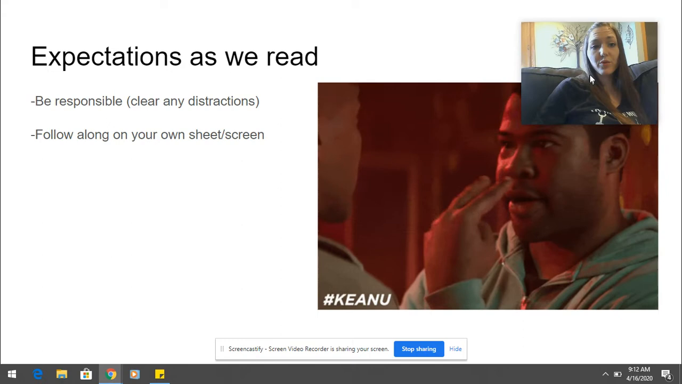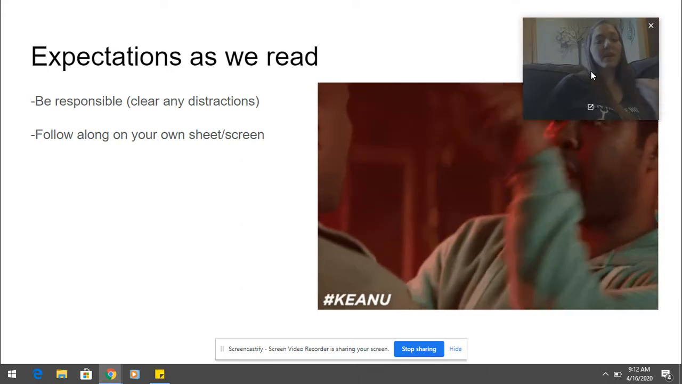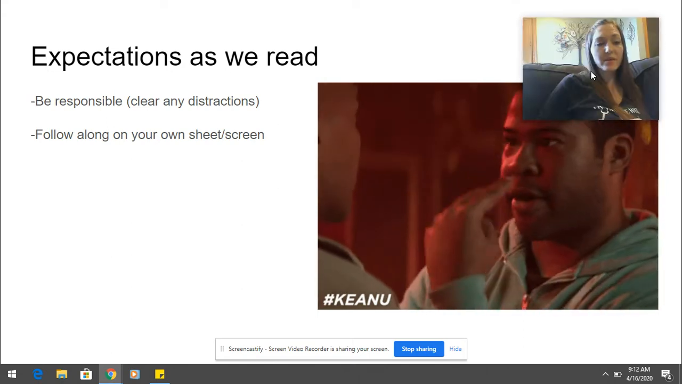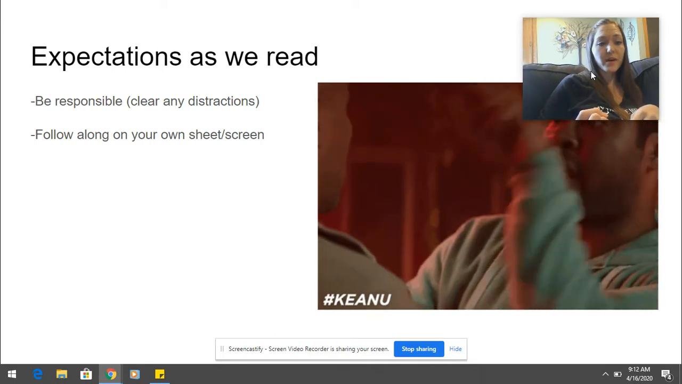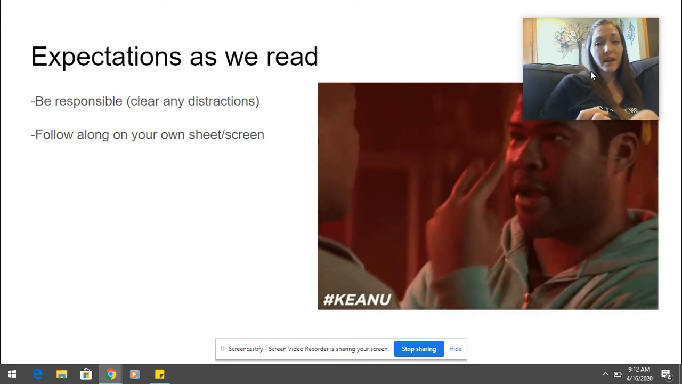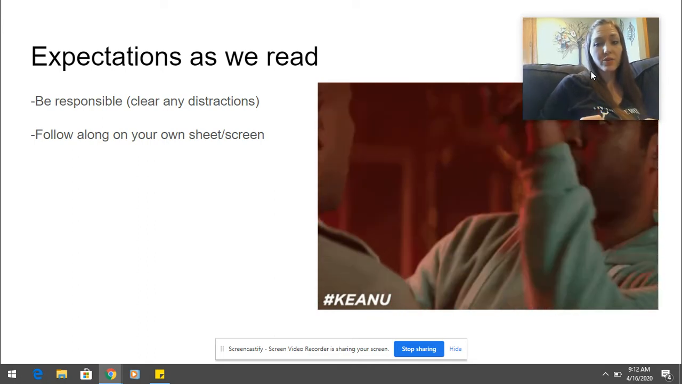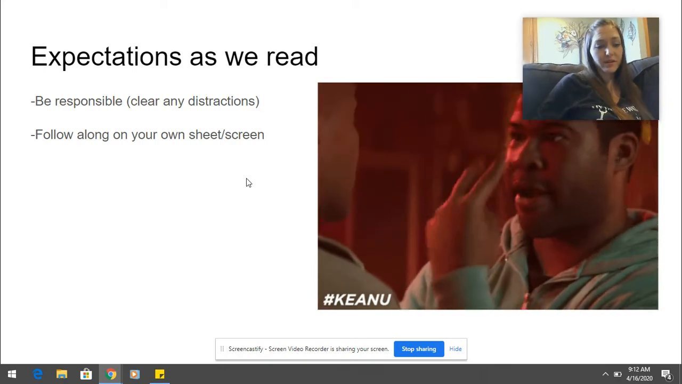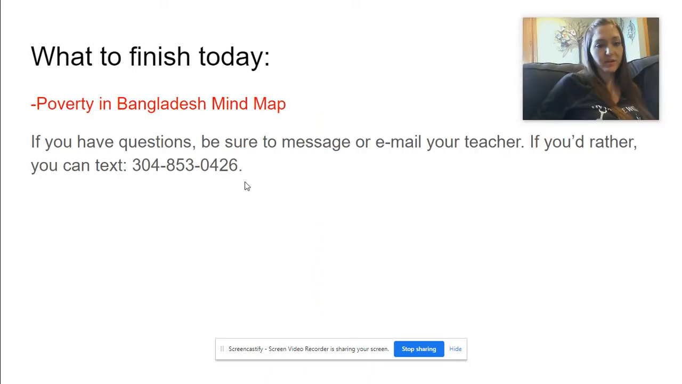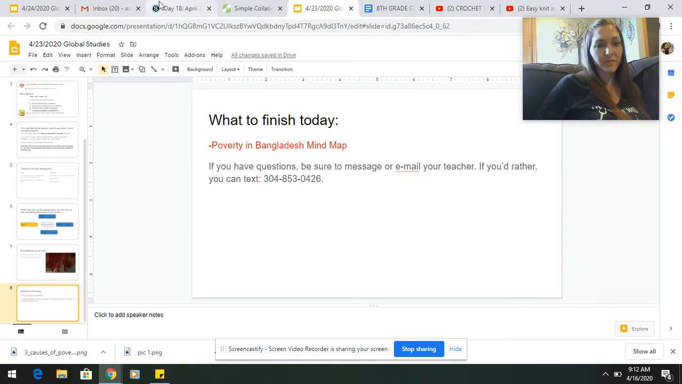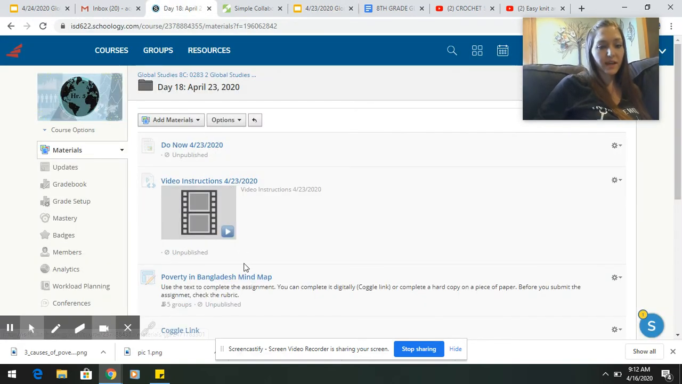All right, we will read part of this together. Here are the expectations as we read this assignment together. Make sure that you are being responsible, clear any distractions, and follow along on your own screen or sheet. Okay, so if I were a student and I was going to access this assignment, to get to the text, you just need to click on Poverty in Bangladesh mind map.